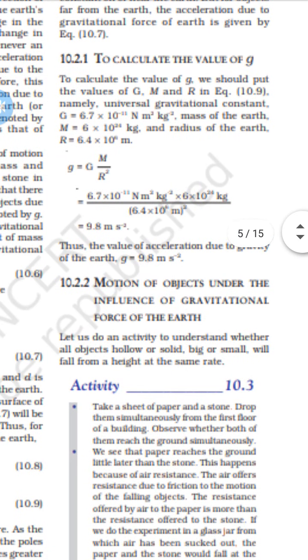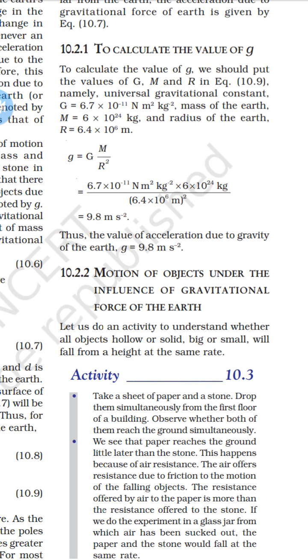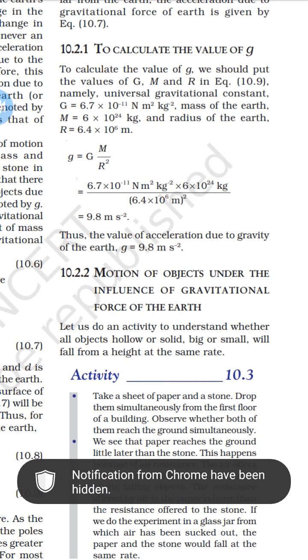Okay, good morning friends. Last time we discussed chapter number 10, gravitation, that is, the importance of the universal law. In this topic we discussed the force that binds us to the earth, the motion of the moon around the earth, the motion of the planets around the sun, and the tides due to the moon and the sun. We also discussed free fall.